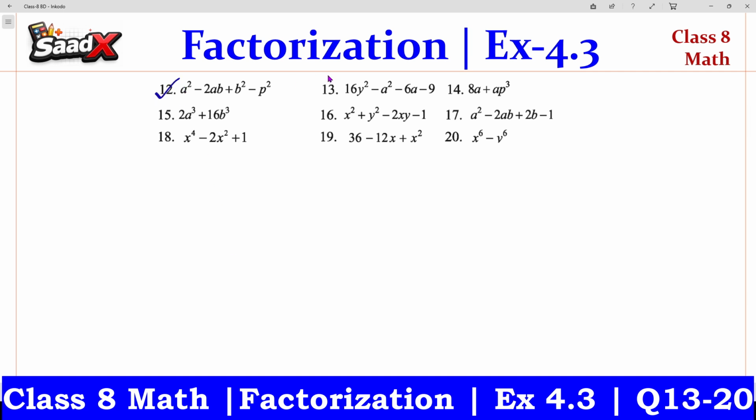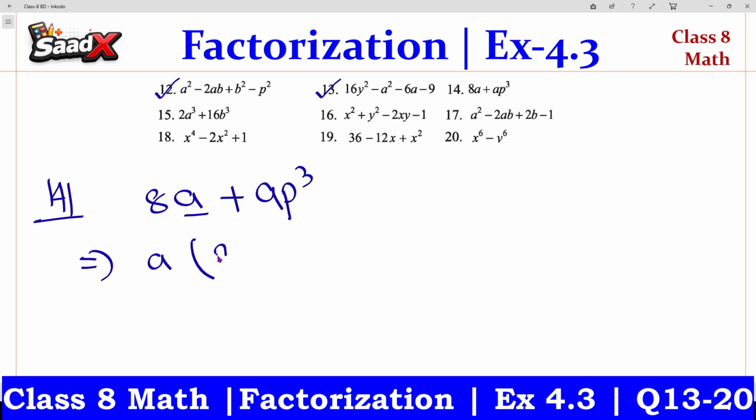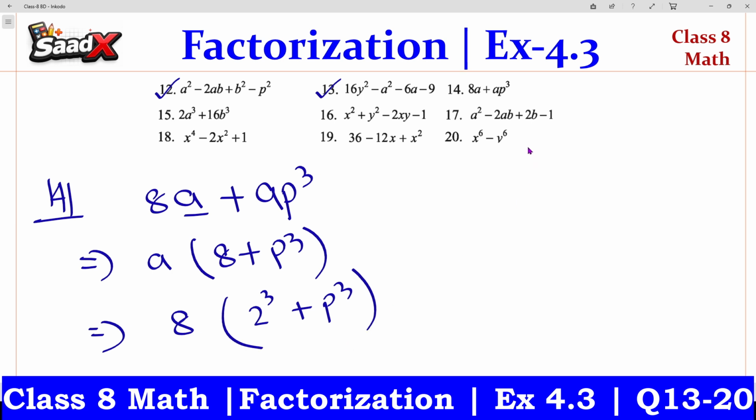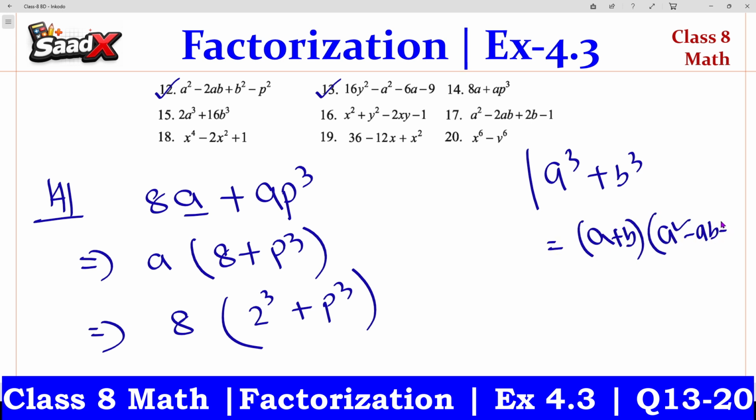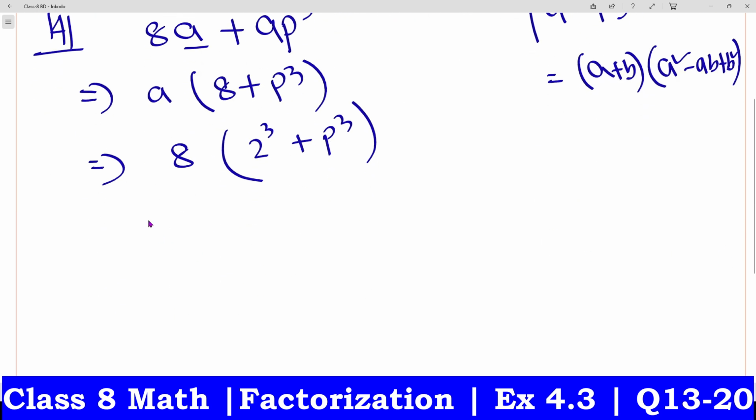Number 14. 8a plus ab cube. From here we can take common a, so 8 plus b cube. Now this 8 we can write 2 cube plus here is b cube, right? So now it's very simple. We know the a cube plus b cube formula, which is a plus b times a square minus ab plus b square, right?